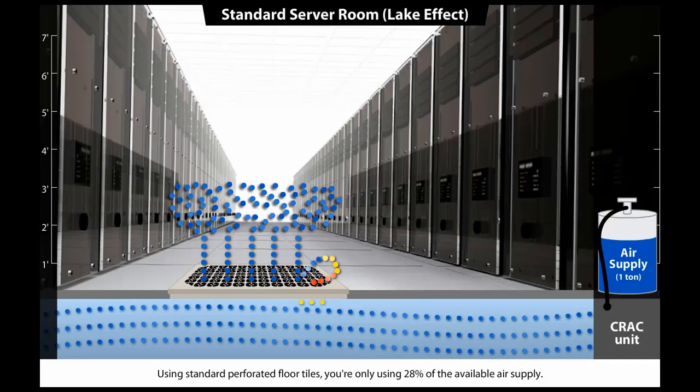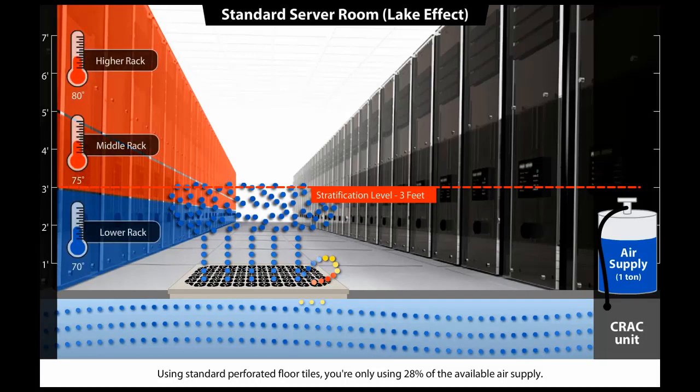In a typical raised floor data center, the computer room air conditioning unit, or CRAC unit, generates cool air. But surprisingly little of that air actually passes through the standard flat-bottom perforated floor tile. Often there is enough cool air, but due to its higher density, it tends to pool near the subfloor plenum. We refer to this as the lake effect.